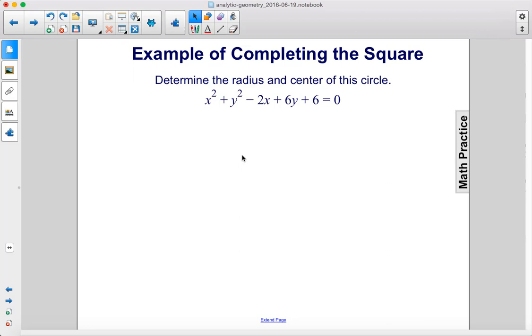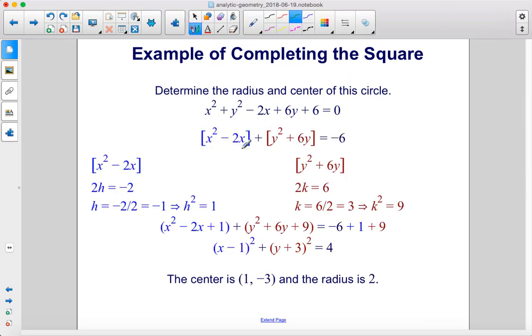Determine the radius and center of this circle. x squared plus y squared minus 2x plus 6y plus 6 equals 0. The first step is grouping the terms. So we have everything that has an x in it in the front, and then we put that in brackets. And then we take everything that has a y in it, so y squared and 6y, and put those in these brackets. And then the constant 6 we put on the other side, so we subtract 6 from both sides.